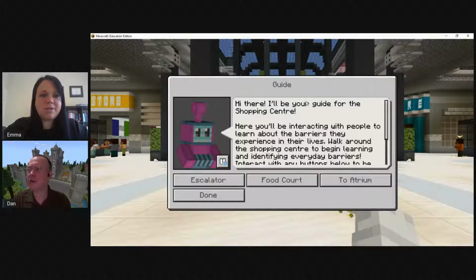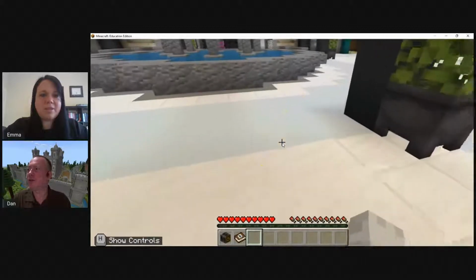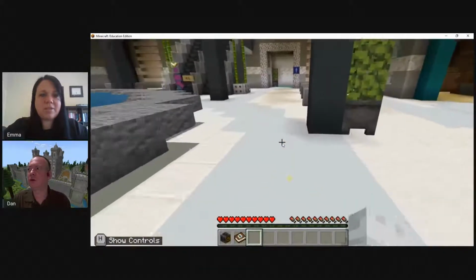Now, when we get in here, we have a guide. So if you want to reach specific areas and you're having trouble finding them, you can click on the button, like here, escalator. And if you look at the ground by the robot, you can see a little glowing path, and it will take you to the escalator.